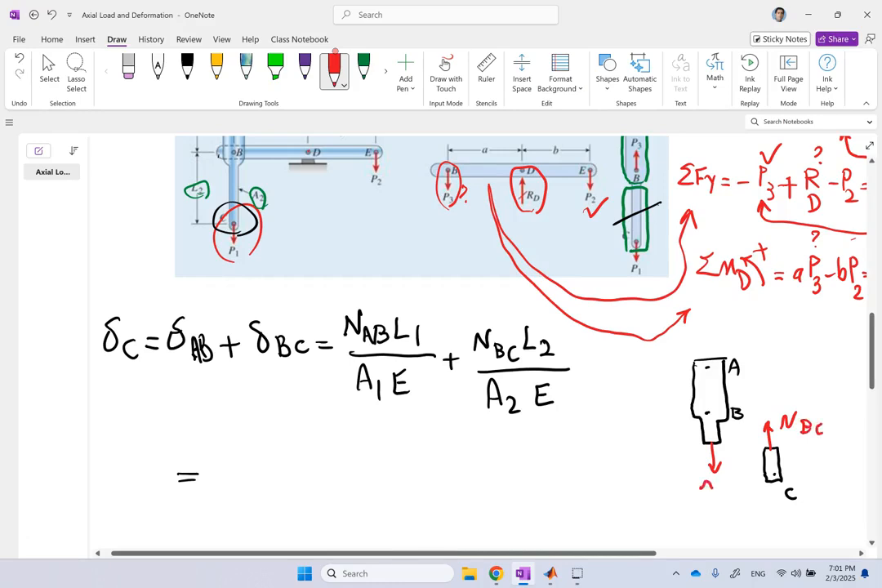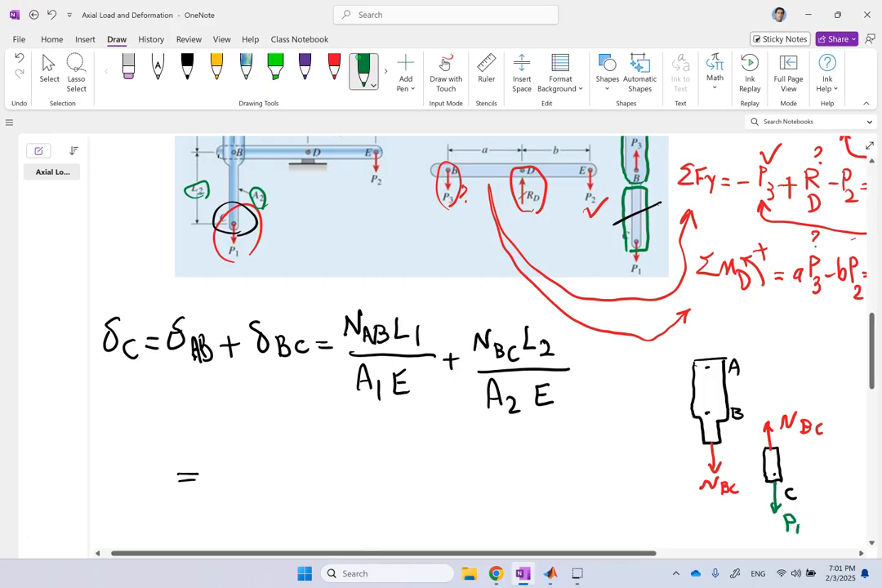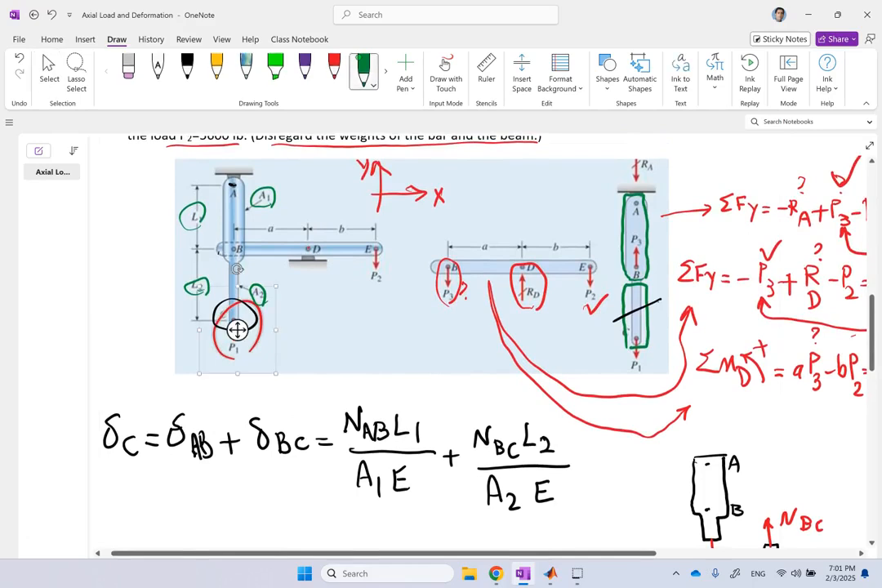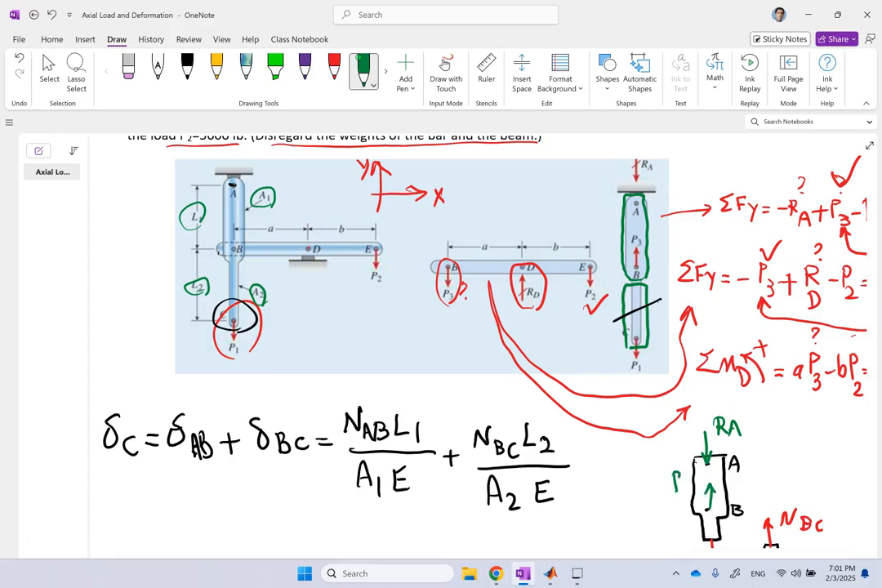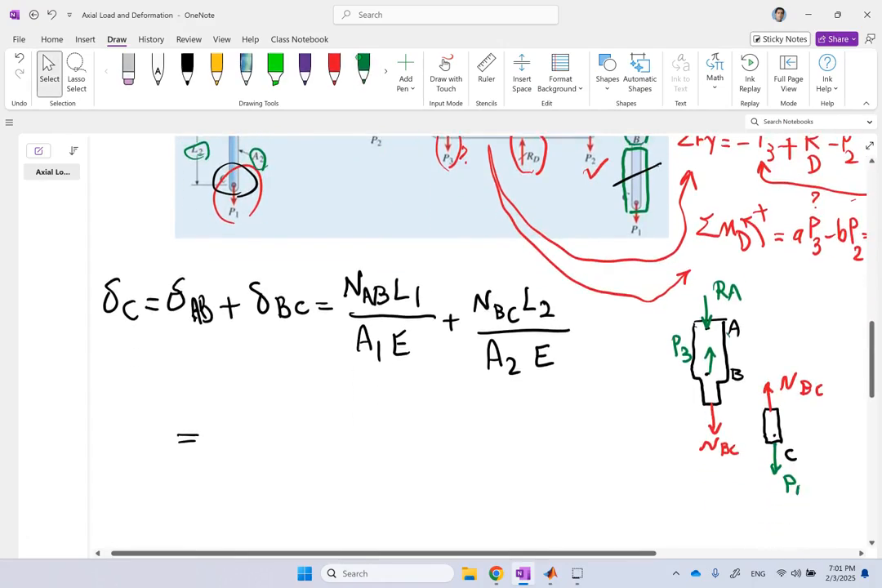Well, I can look at the FBD of one of these sections. One of them, doesn't matter. So I can look at this right-hand side here. The only force that is applied down on this one is P1. If I want to do the other one, then I have to not only plug in RA in it, I also have to plug in P3 in it. And the result is the same. It doesn't make any difference. You calculate from either one. Clearly, NBC is going to be equal to P1.